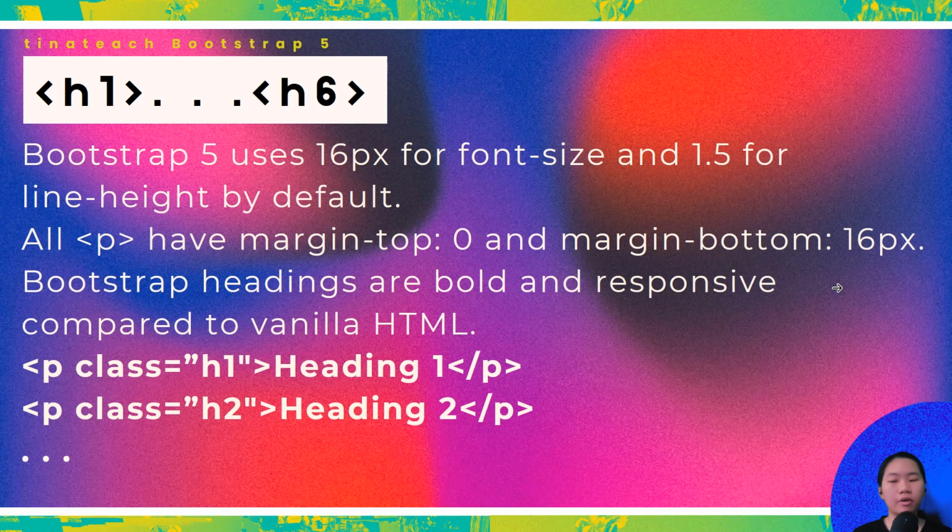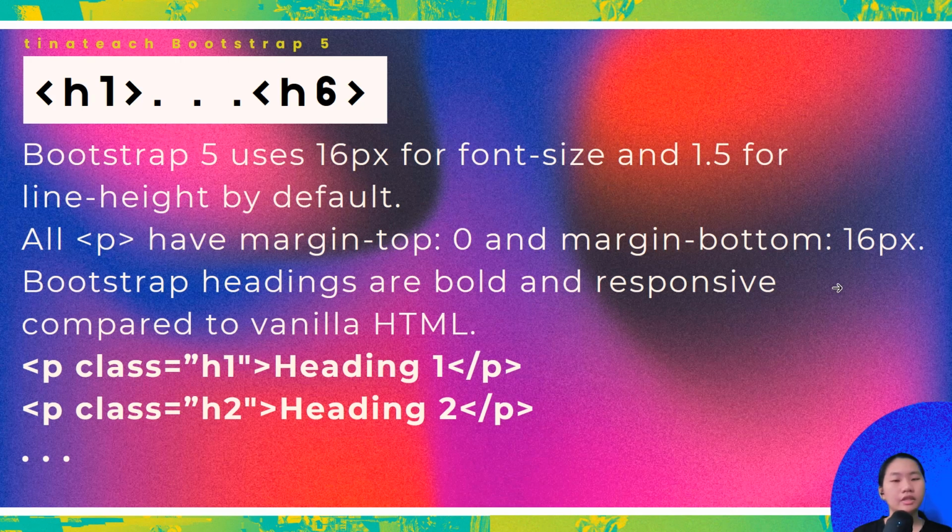Let's move on to the first part, headings. Headings 1 to 6, so 1, 2, 3, 4, 5, 6. Bootstrap uses 16 pixels for font size and 1.5 for line height by default. I just want to mention that. And all P elements, so the paragraph elements, have a margin top equal to 0 and 16 pixels for margin bottom.